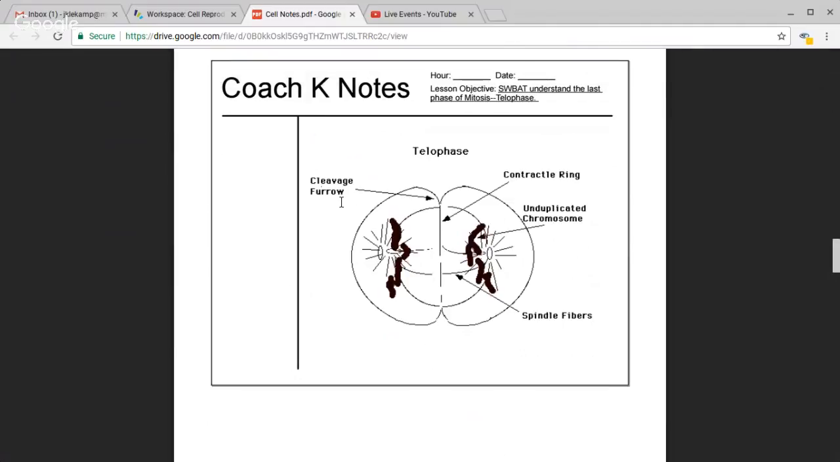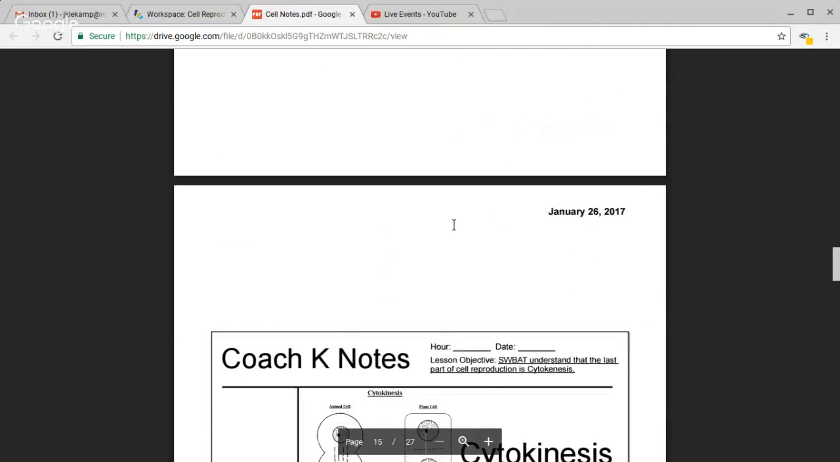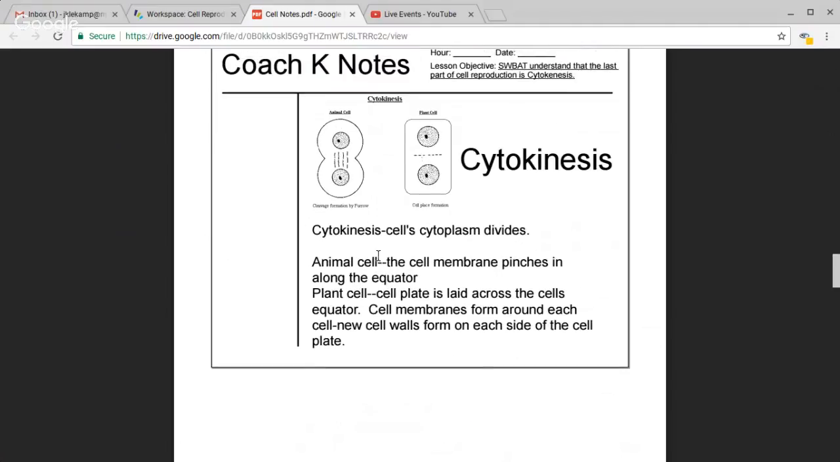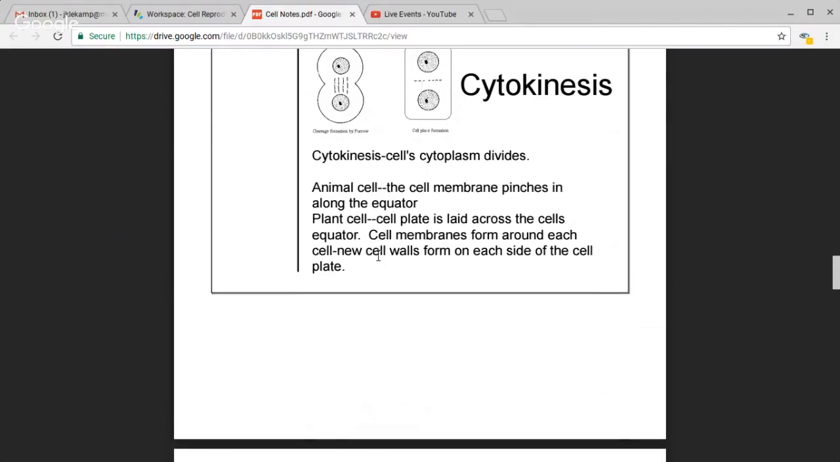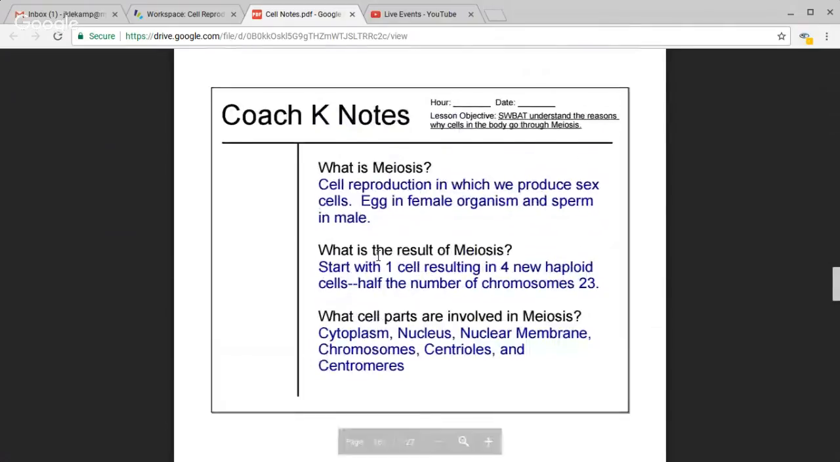And then this, what we call a cleavage furrow, starts to pinch in the new 2 cells to lead us into cytokinesis, which is the splitting of the cell cytoplasm. In the animal cell, what we see is the cell membrane pinches in along the equator. In the plant cell, we have what we call a cell plate that gets put across the equator and divides the cell into 2 new cells. So that's the process of mitosis.